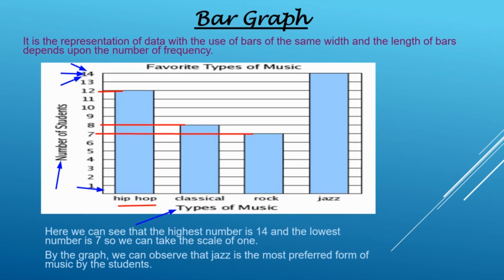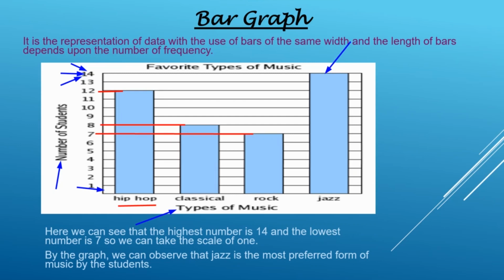And then we also study the bar graph and we can answer questions simply by looking at it. So which type of music is liked by most number of children? So you can see that the longest bar is this. So jazz is liked by 14 children. So that is the most preferred form of music by the students.